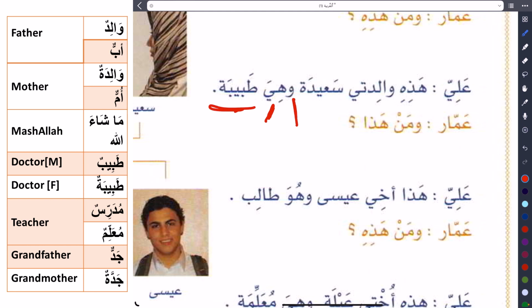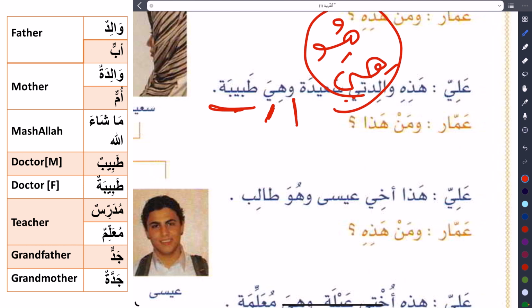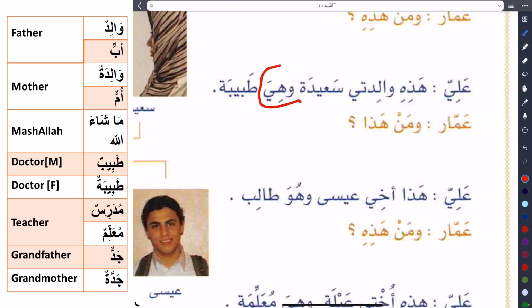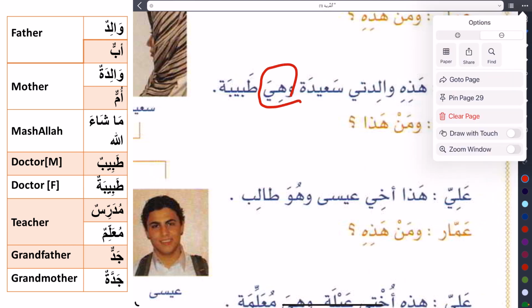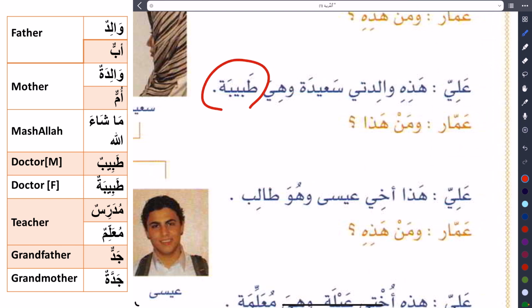We said he is هو, she is هي. We said that in unit 1. So and she is وهي طبيبة. You can guess this is a feminine something. Why it's feminine? There is تاء مربوطة. Let's change it to be masculine.